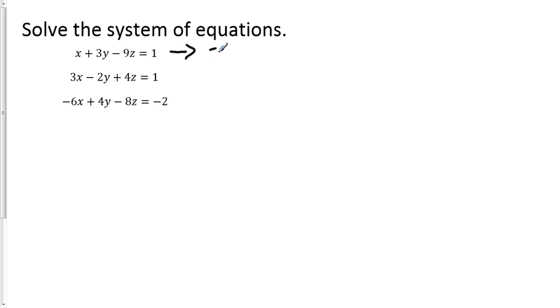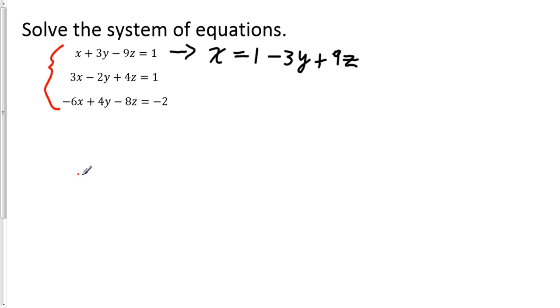Solving this for x gives me x is equal to 1, and I subtract 3y from both sides, so I'll have minus 3y, and I'll also add 9z to both sides, so I'll have plus 9z. All right. So moving along, what I'm going to do now is substitute that value for x in my other two equations. So the other two equations, I'm going to substitute this value that I have for x here. So this is what I'll have.